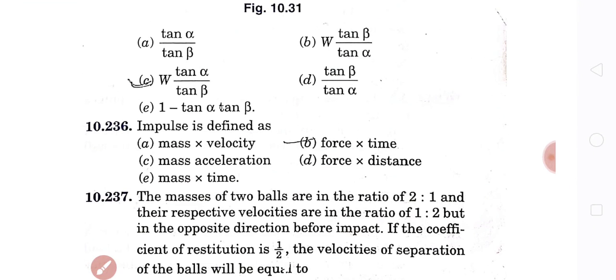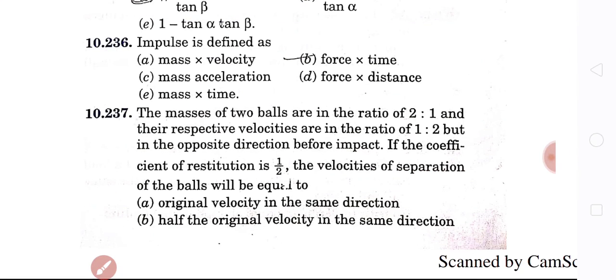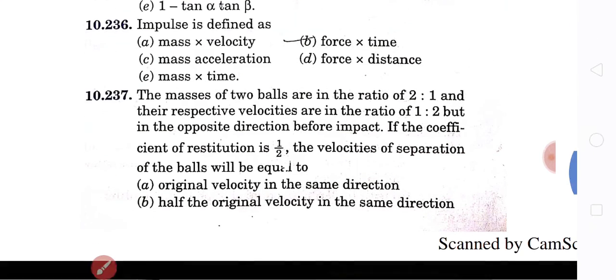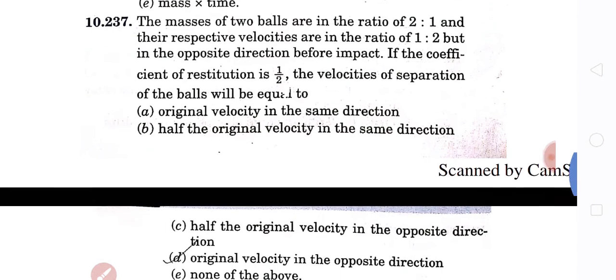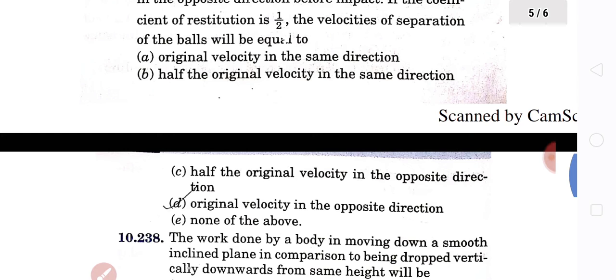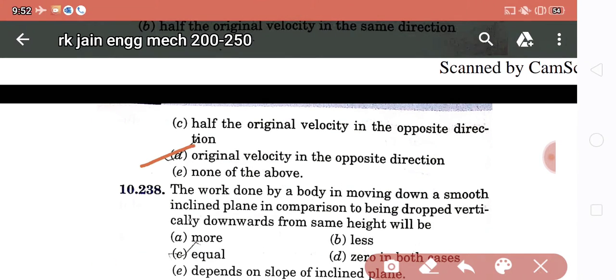Impulse is defined as force into time. The masses of two balls are in the ratio of 2:1 and their respective velocities are in the ratio of 1:2, but in the opposite direction before impact. If the coefficient of restitution is 1/2, the velocity of separation of the ball will be equal to the original velocity in the opposite direction. Answer will be D.